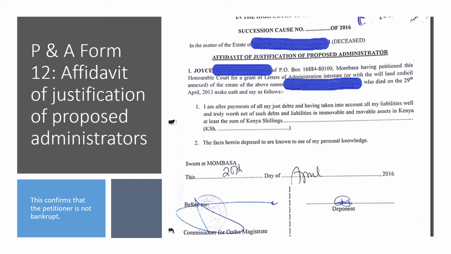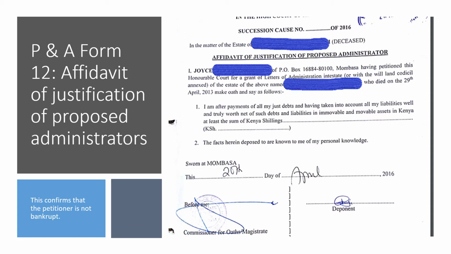So in this one, she's saying that I, Joyce, having petitioned this honorable court for a grant of letters of administration intestate of the estate of the above named person. So she's making an oath, saying that after payment of all my just debts and having taken into account all my liabilities, I am well and truly worth, net of such debts and liabilities, in immovable and movable assets in Kenya, at least the sum of.